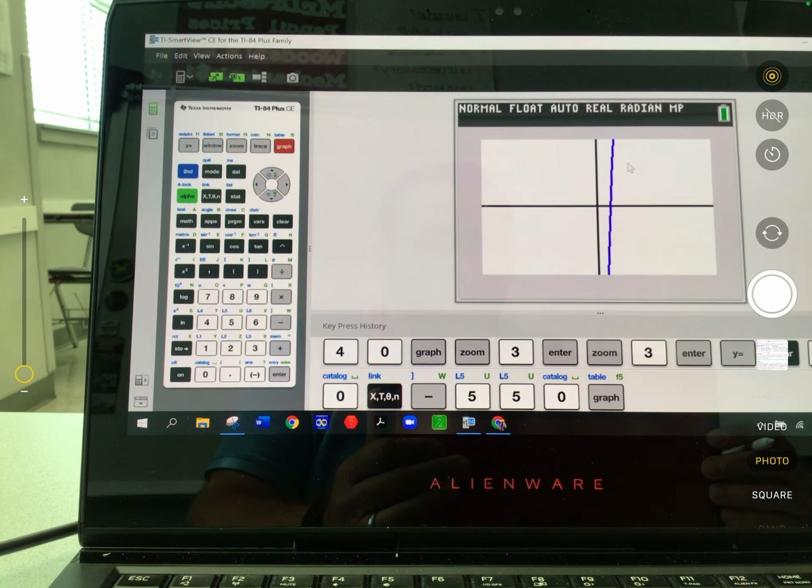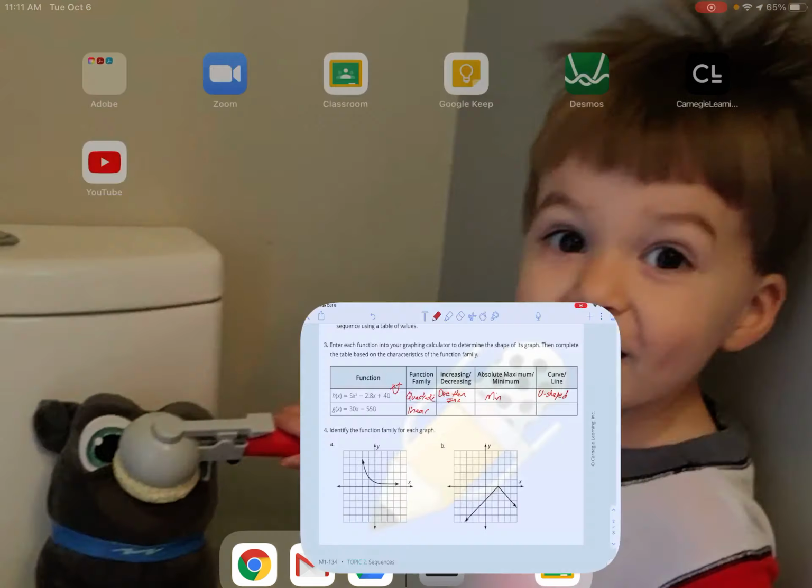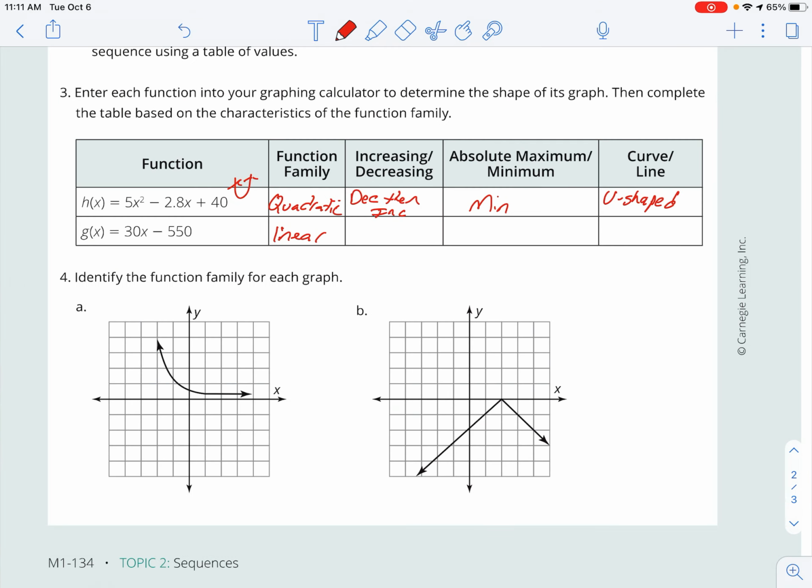Let me go back to my notes. We had a graph that looked like this. It was increasing only. It does not have a minimum or maximum. A linear graph, and this was just a line. Okay, that should do it for today.